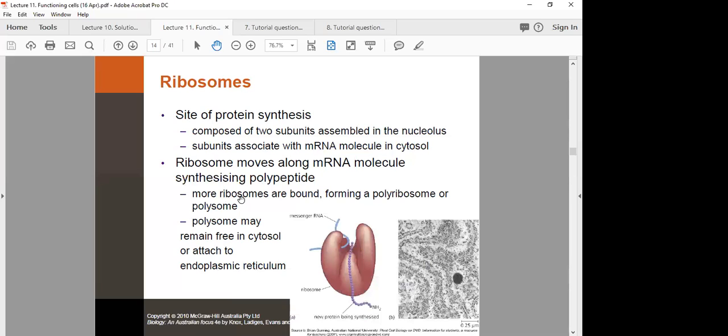Sometimes you'll have several ribosomes binding to the same strand of messenger RNA. When this happens, it is referred to as a polyribosome or a polysome. So where do we find ribosomes? The ribosomes may be found free in the cytosol of the cell, or they may be attached to an organelle called the endoplasmic reticulum.